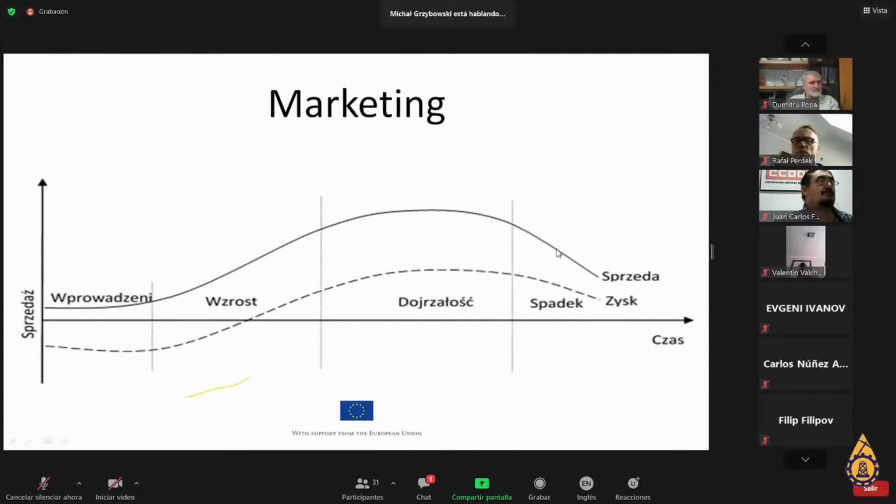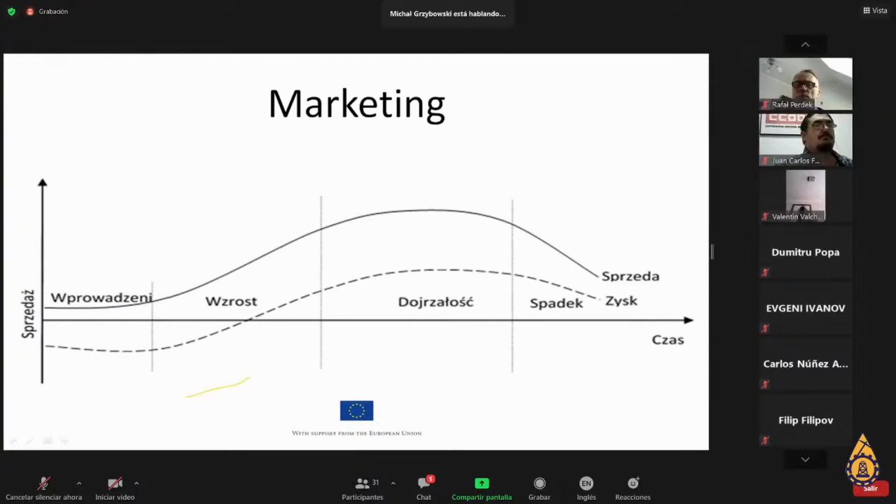And then we enter a gradual decline, and the company needs to choose between two variants. So the first one is to kill the product and engage in the production of something else, or to modify, to refresh this product. So when you observe a decline in the sales of a product, you can introduce a new product, or you can modify the existing product, and in this way prolong its life cycle.